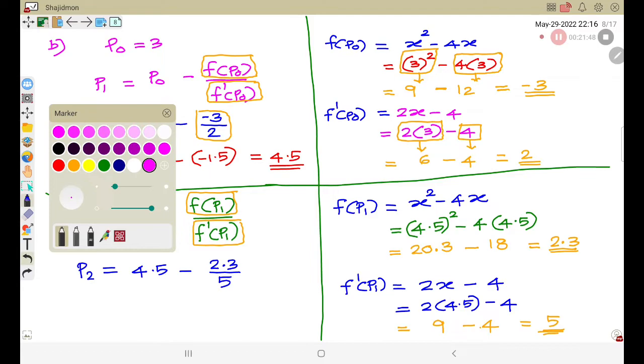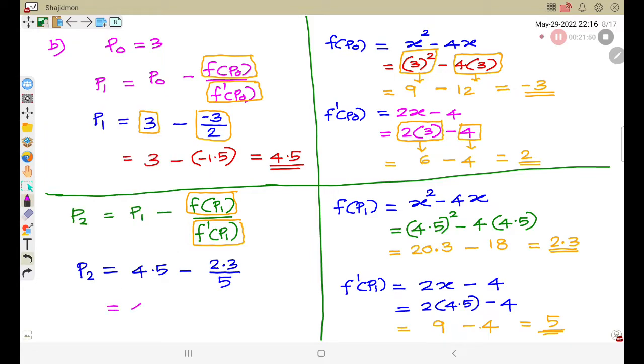Now again using 3 digits rounding. First 4.5, that is same, minus 2.3 divided by 5. You can check by calculator. It is 0.46, correct? 0.46. So totally what is the P2 we are getting? 4.5 minus 0.46 means 4.04. This is the second approximation to the solution of that equation.